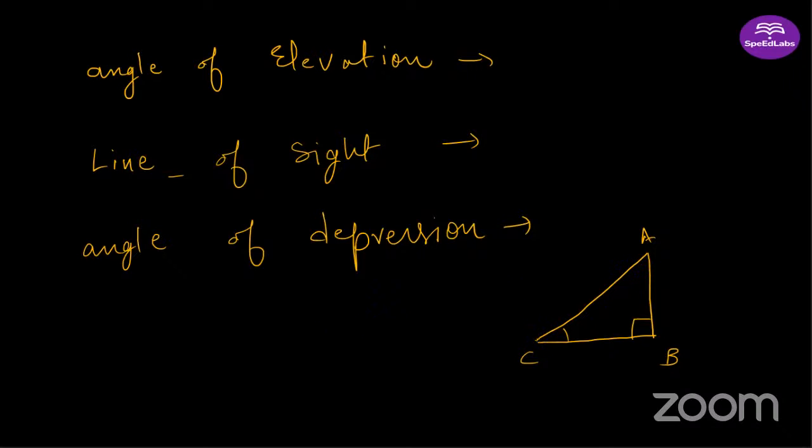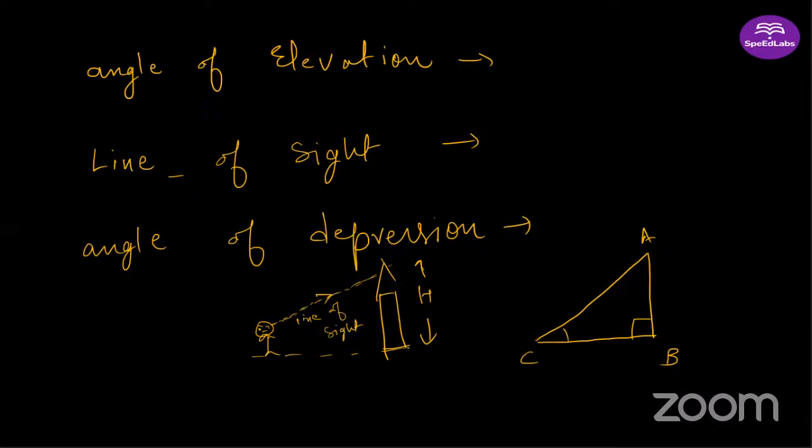For example, if we have a tower of some height, let's say capital H, and we have an observer on the ground, and the observer is viewing the top of the tower. The line that is connecting the eyes of the observer to the point where he is viewing, this particular line will be called the line of sight.